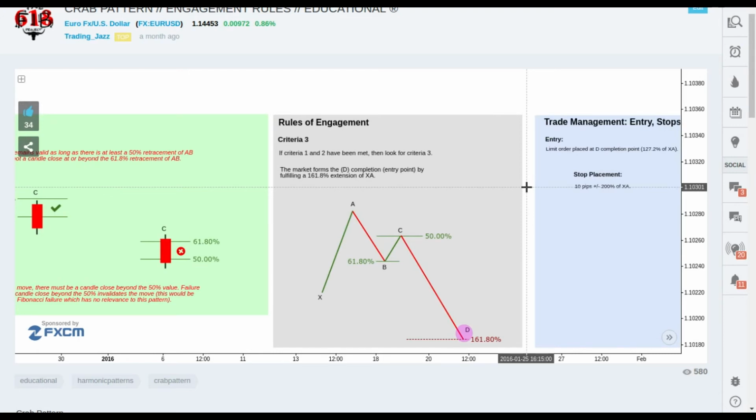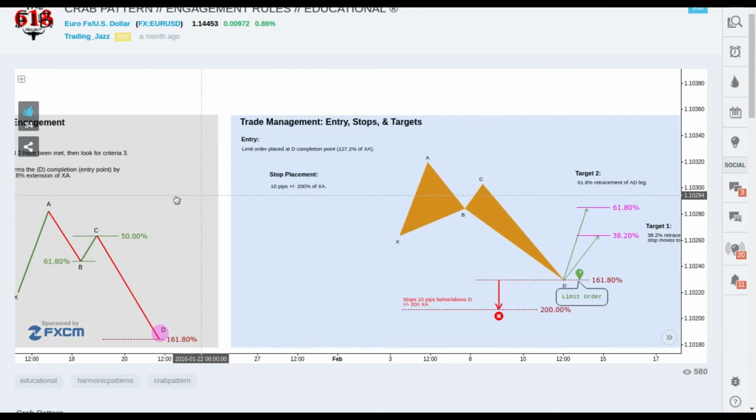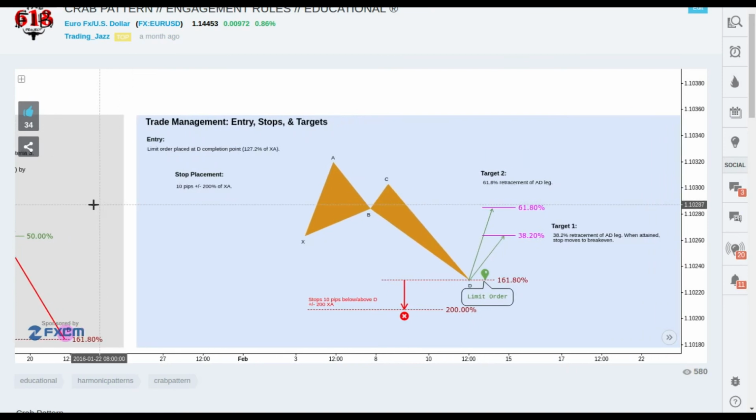Trade management, entry, stops, and targets. Simple rules. Entry: place a limit order at D completion point, 161.8% of X to A. Stop placement: 10 pips around 200% of X to A. You should adjust it to your own risk management strategy and always look at previous structure.